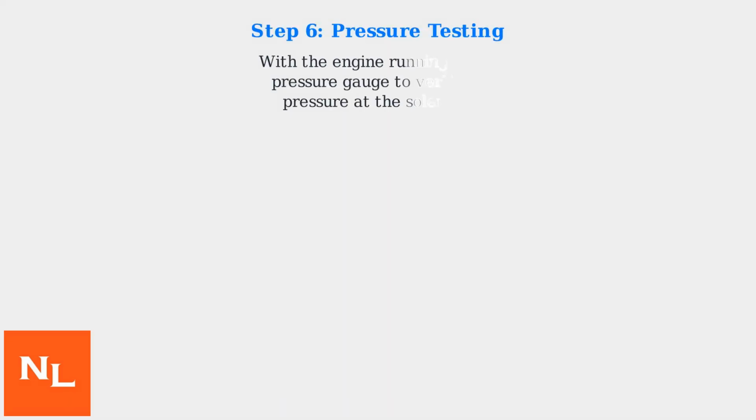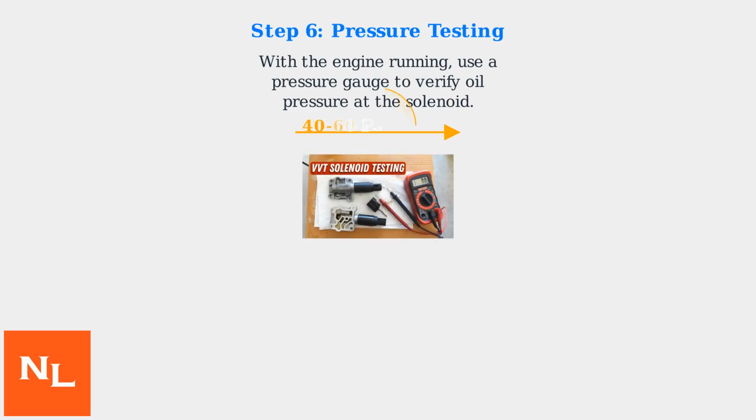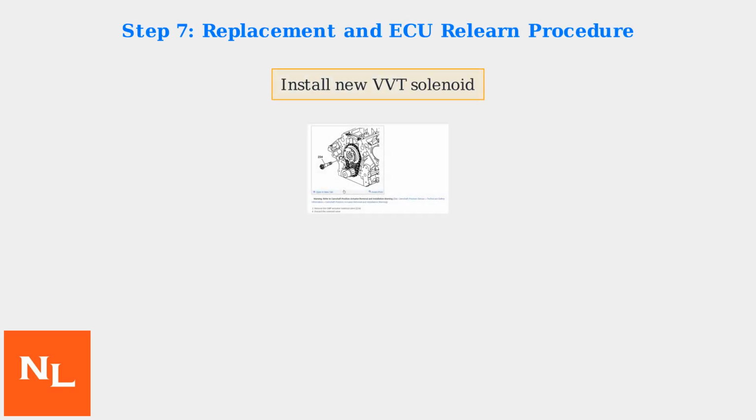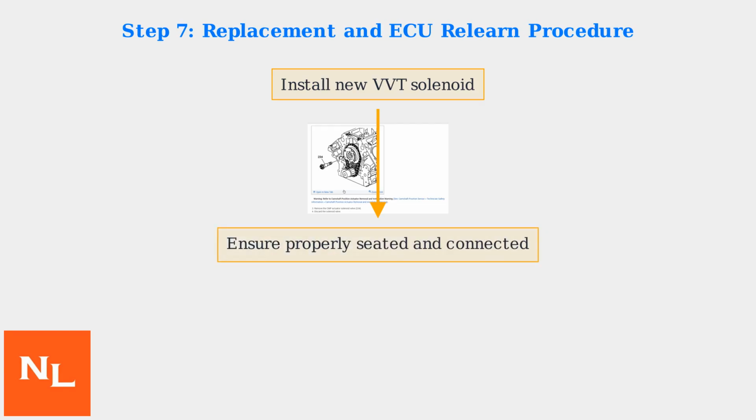For step 6, with the engine running, use a pressure gauge to verify the oil pressure at the solenoid. It should typically be within 40 to 60 psi at idle. Refer to your vehicle's service manual for specific pressure requirements. If the VVT solenoid is faulty, install a new one. Ensure it's properly seated and connected.